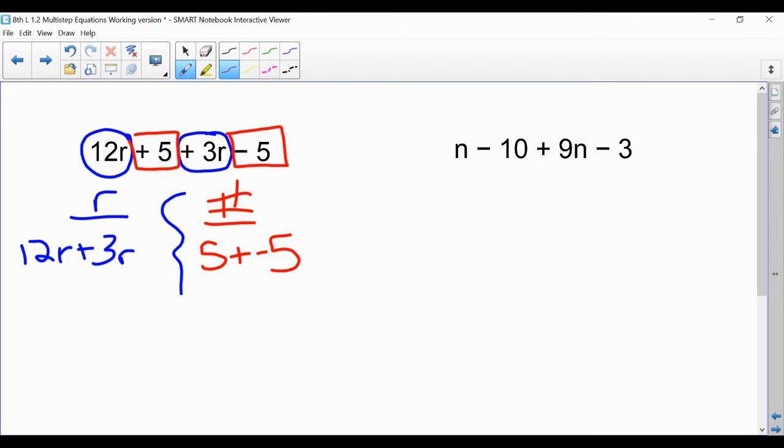12r plus 3r, same sign, sum, so I have 15r. 5 plus negative 5, well, that equals 0. I don't need to write that down, so my final answer is just 15r.